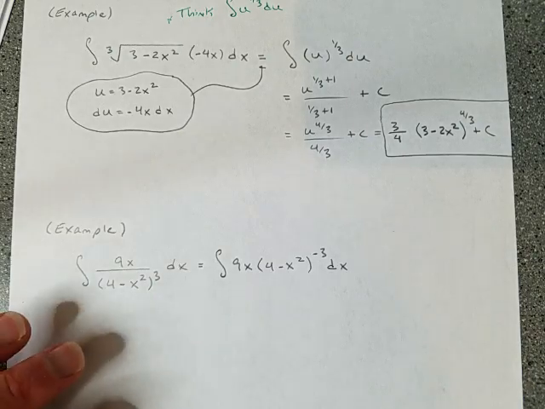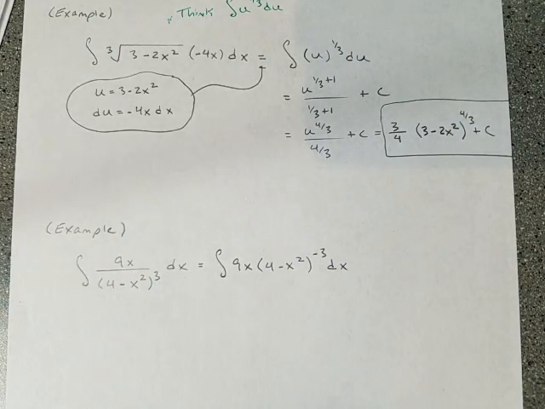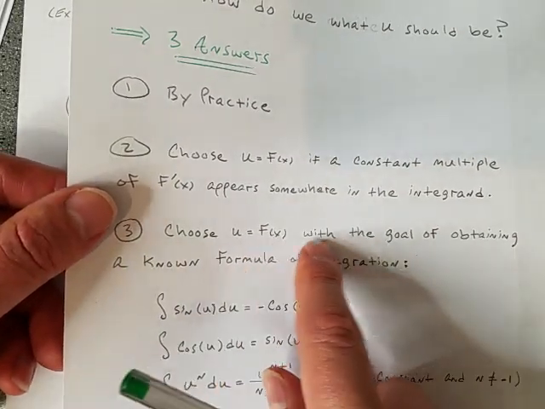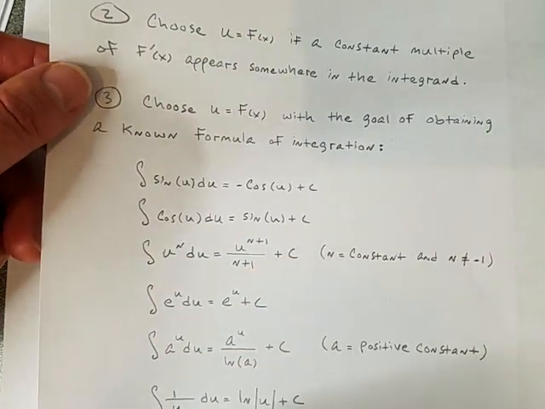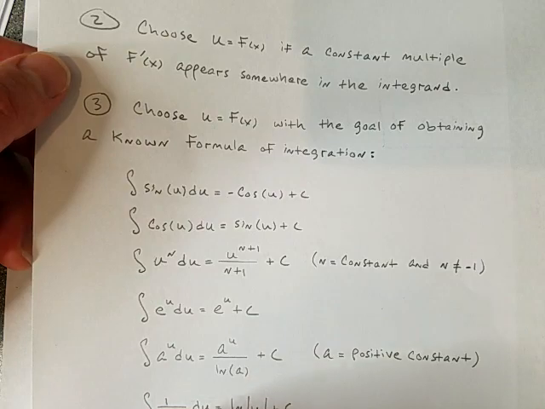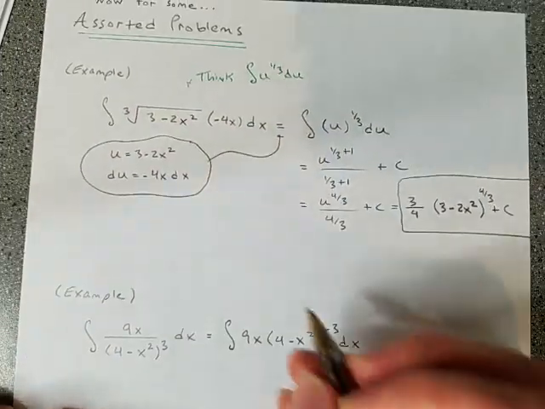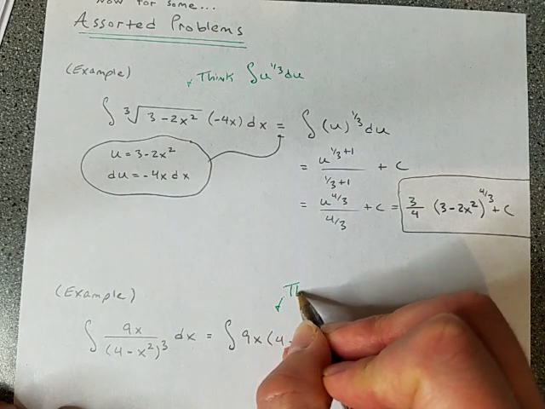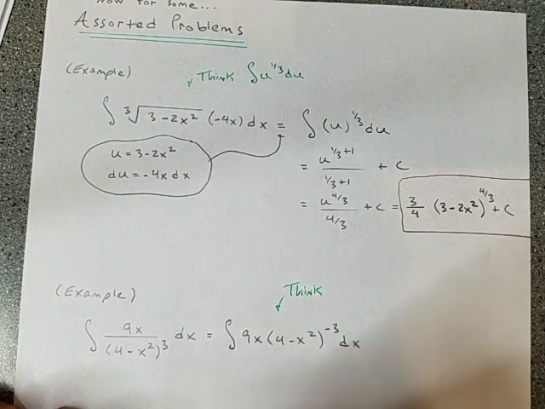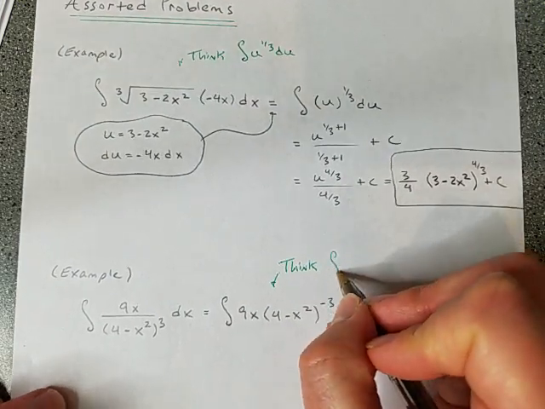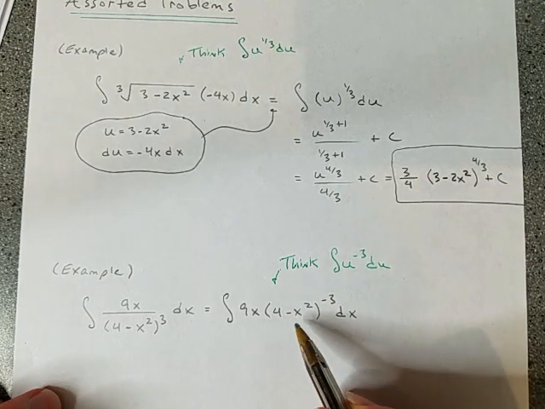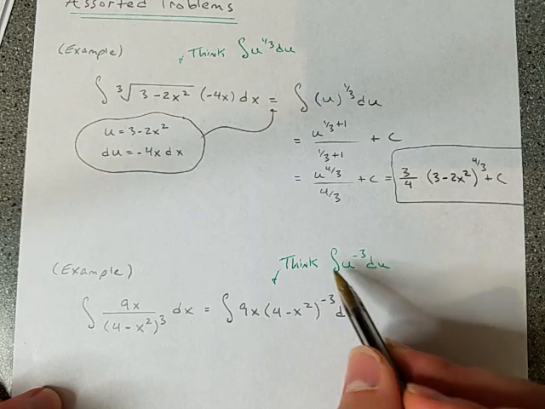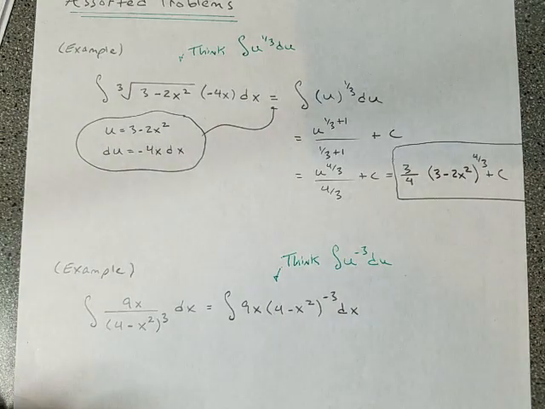Another way you can look at it is you can choose u so that the goal of obtaining one of these known formulas, or any known formula, actually happens, all right? So somebody might say, hey, I think this problem, if we choose our u correctly, will become this. Like if I choose u to be 4 minus x squared, it'll probably turn into that, and then I'll know how to work it, all right?